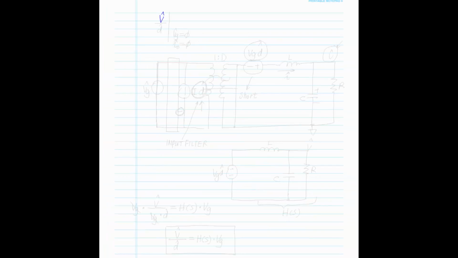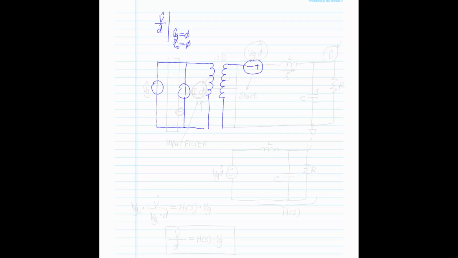And so now, the other expression we need is the output to the duty cycle. For that, we have to come back to our drawing here and find out what the transfer function is, output to duty cycle. So we're going to set VG hat equal to 0, and we're going to set the IO hat equal to 0. And that's the output to the duty cycle in our expression.